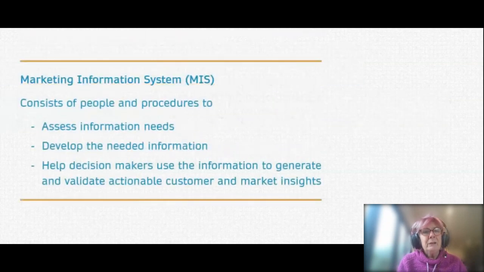So what is it that we mean by a marketing information system? Well, it consists of both people and procedures who do three different things, really. First of all, they assess the information needs of the business. What is it that we need to find out in order to be successful? Secondly, they develop that information into something useful. And thirdly, they use that information to generate those market insights.